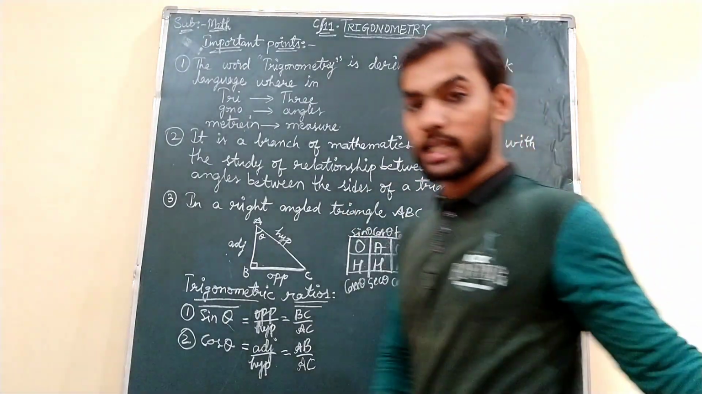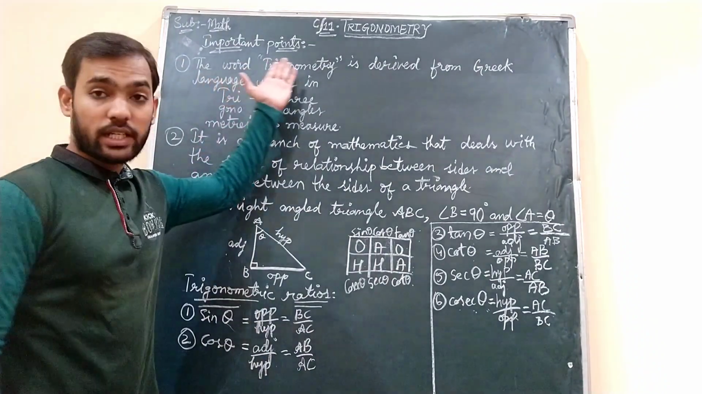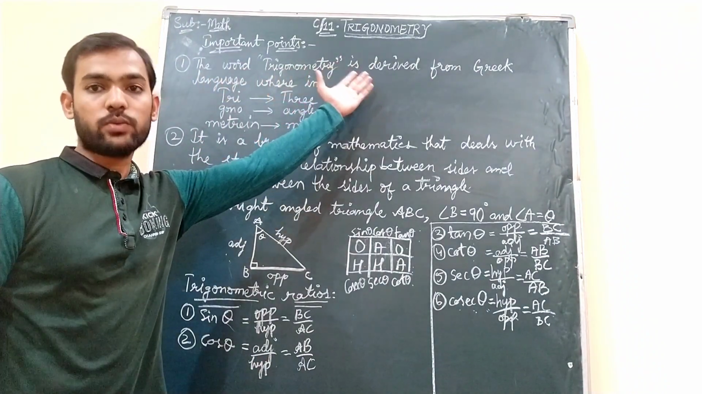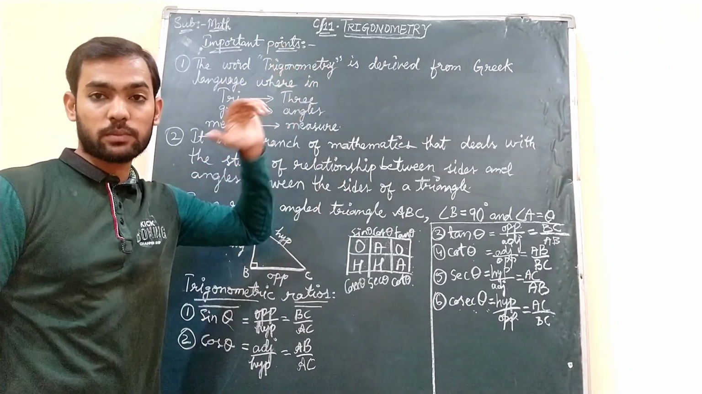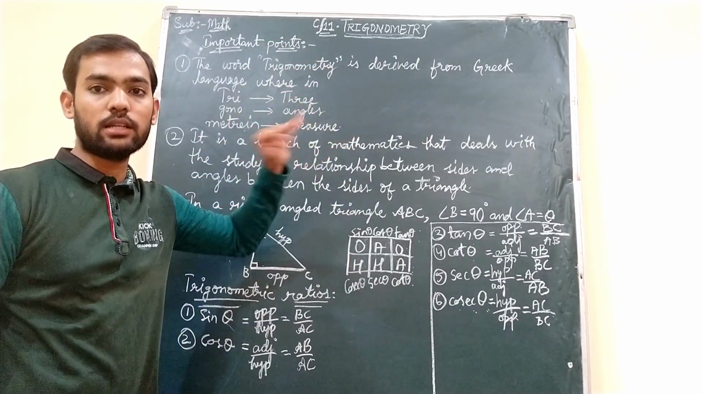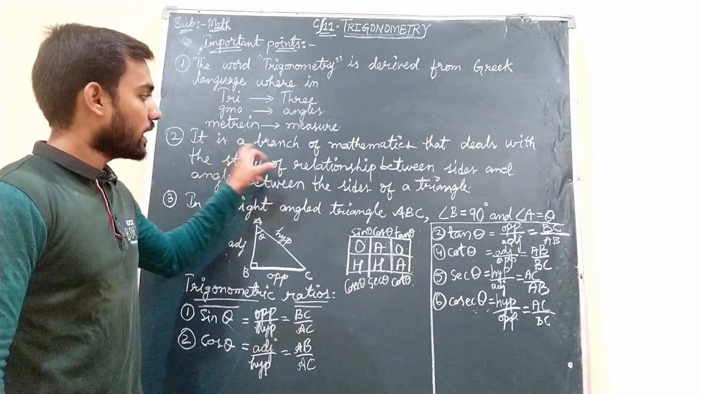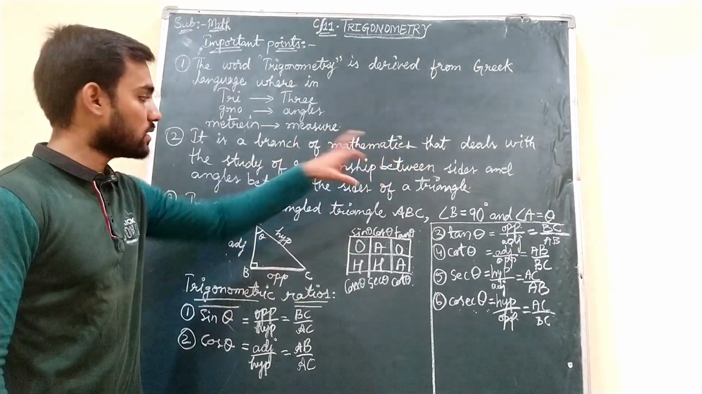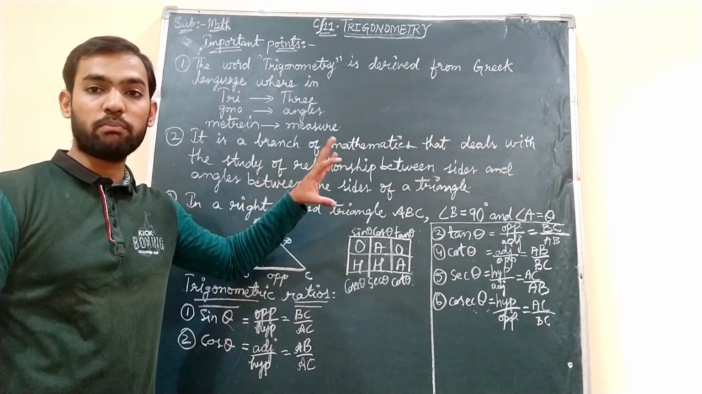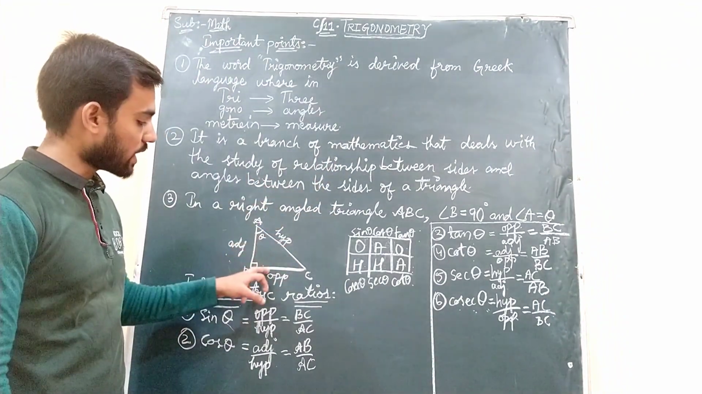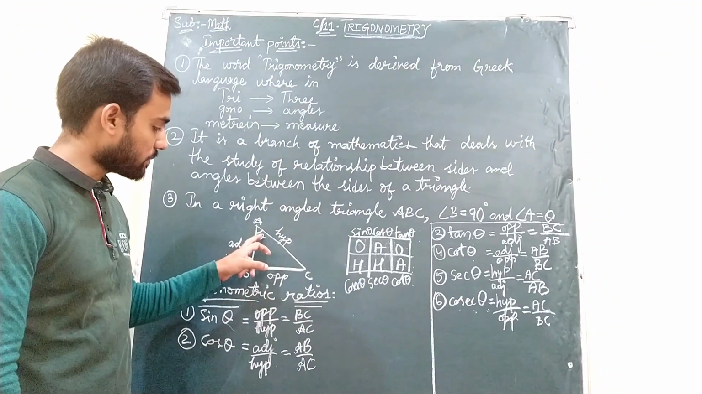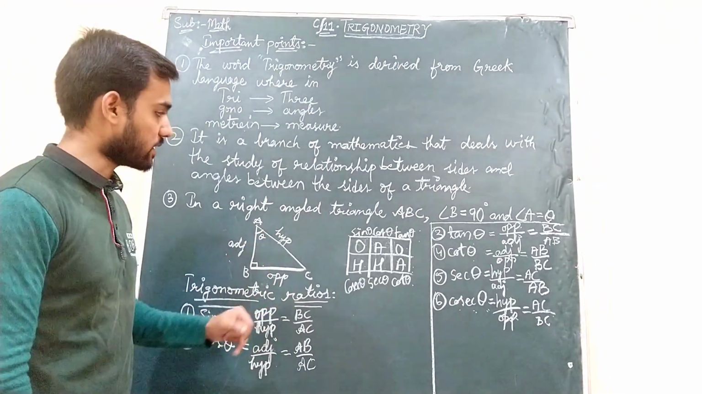Okay students, I will explain again. The word trigonometry is taken from Greek language, wherein tri means three, gono means angle and metrine means measure, which means here we are going to study about three angle measurement figures. It is a branch of mathematics that deals with the study of relationship between the sides and the angles of the triangle. Sides and the angles, because with respect to the angle we will take the sides.